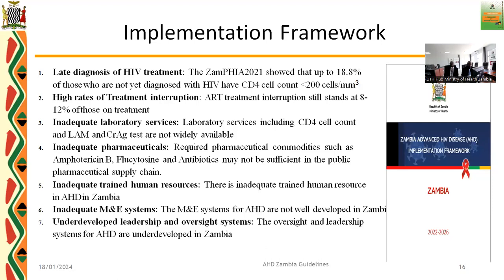Treatment interruption. So our data still shows that it has fallen to about 5% now, the latest data, but a lot of patients are still coming with AHD from that category. We have lab problems, pharmaceutical problems, human resource issues, M&E issues, and obviously our leadership, our organization. I'm going to speak a little bit more on those issues. Next slide.